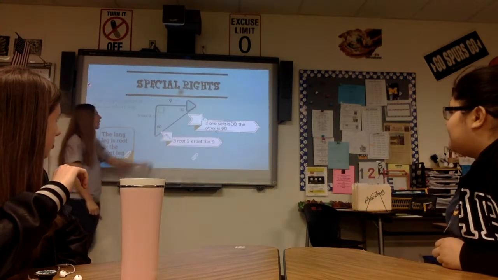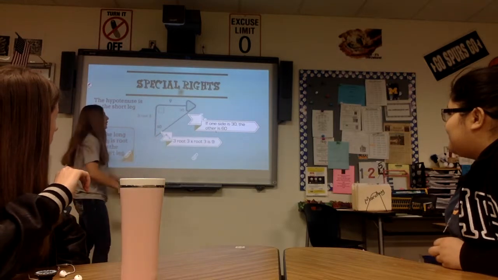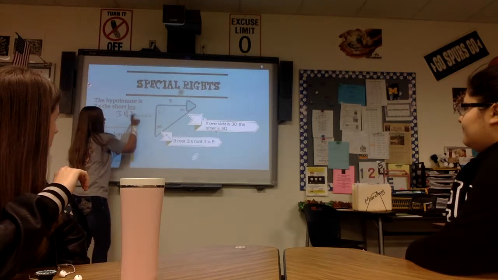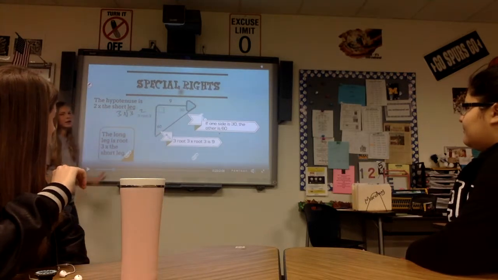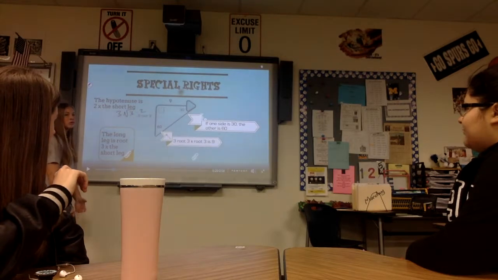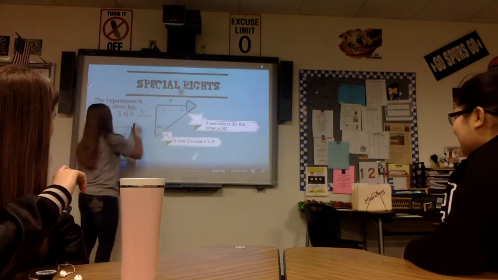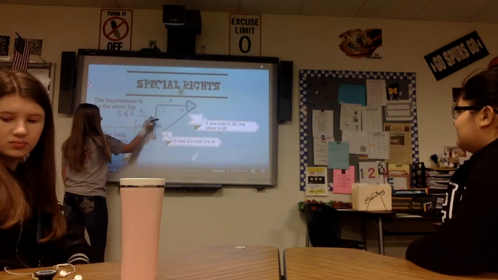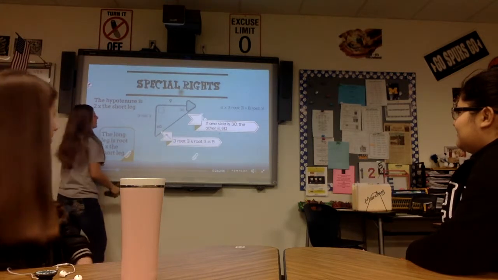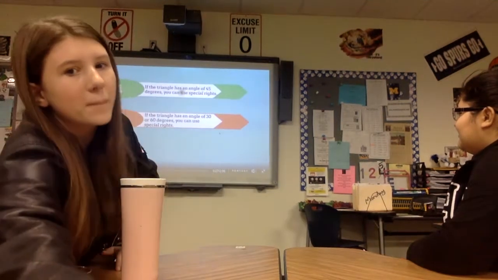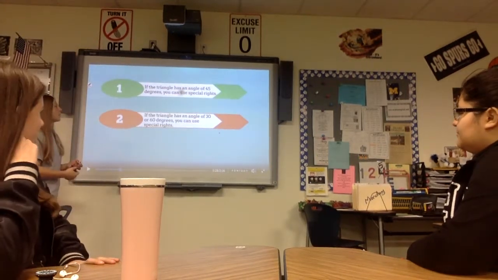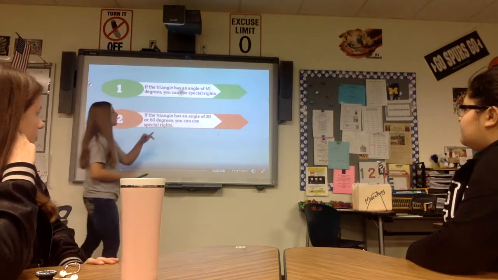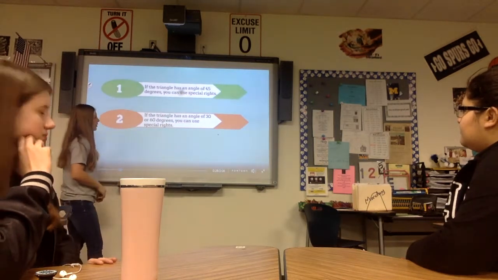Okay, now your hypotenuse is 2 times your short leg. So 3 √3 times 2 is 6 √3. So that goes right there. So, number 1, if a triangle has an angle of 45 degrees, you can use special right triangles. And 2, if a triangle has an angle of 30 or 60 degrees, you can also use special rights.